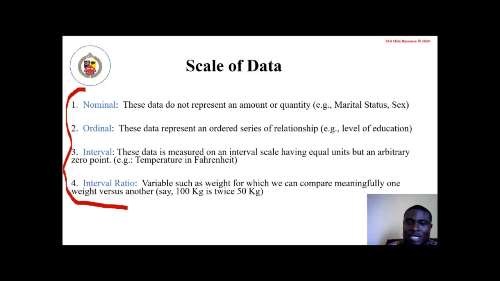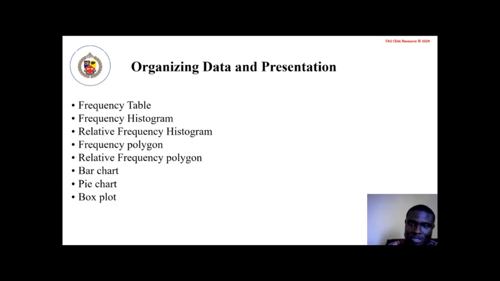Then the ordinal data, these are data we represent in an ordered series. For example, our level of education. For interval, an example is temperature. Then we have the ratio, variables such as weight. Very, very important aspect of this course.